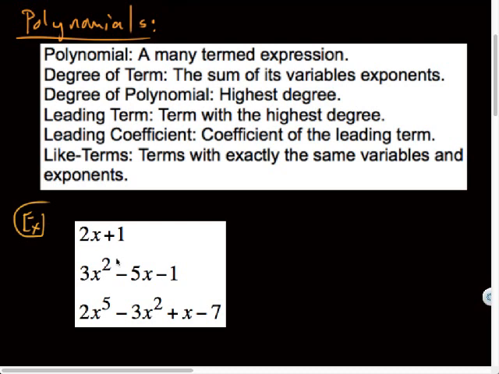Does 3 have a 1? This 3 technically does have a 1 there. But when I talk about the degree of a term, I'm just talking about the variable's exponent, not the coefficient's exponent. But that is a good thing to point out. There is technically an exponent there.